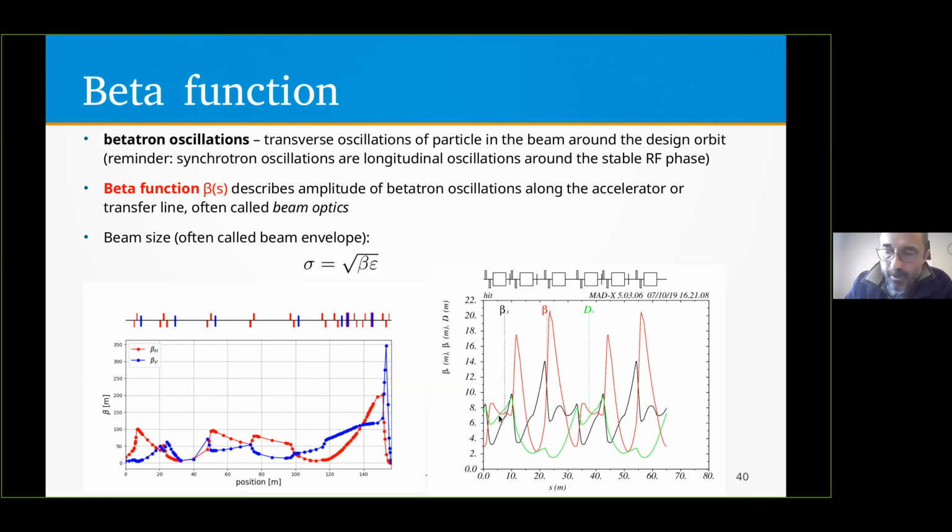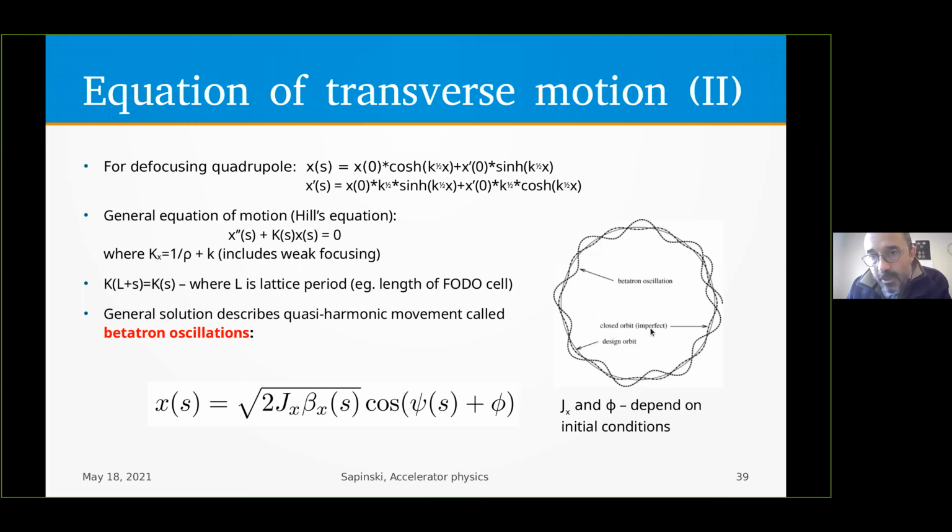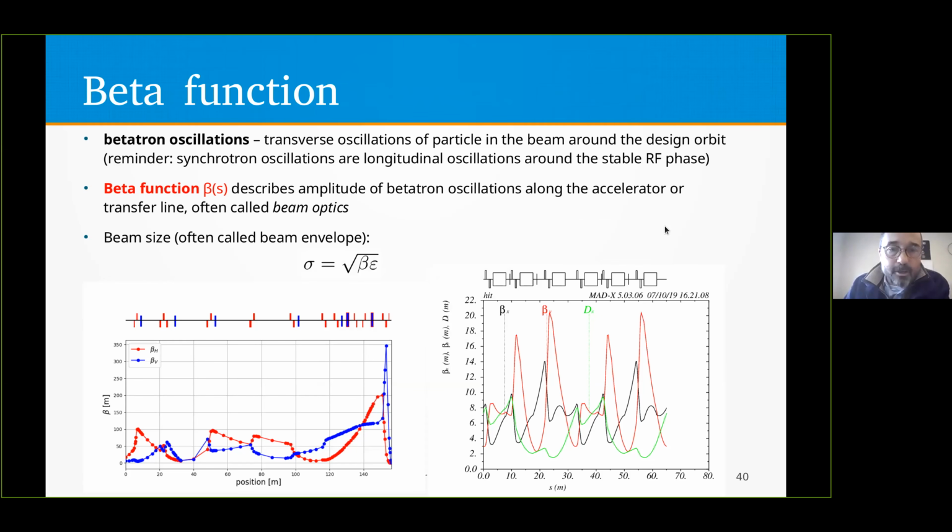This transverse oscillation of the particle around the machine is called Betatron oscillation, and it's an additional oscillation. So we had synchrotron oscillation, which is longitudinal oscillation, and here we have Betatron oscillation, which is transverse oscillation. And this Betatron oscillation follows a beta function. So the amplitude of the oscillations is not always the same.